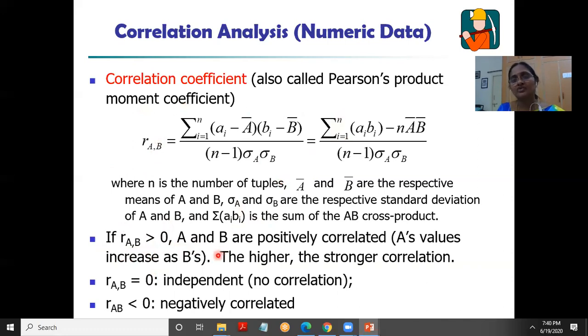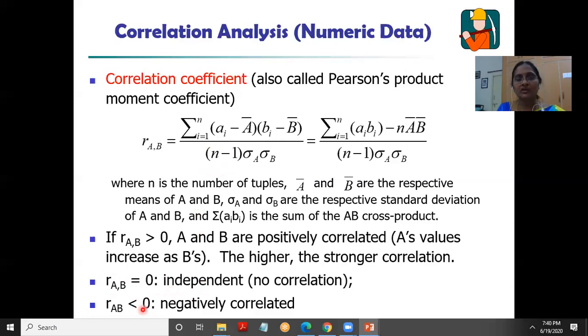So we can assume both are highly correlated to each other. Strong correlation is there. If the correlation coefficient is equal to 0 after calculating this using this formula, then there is no correlation between these two attributes. They are independent of each other.